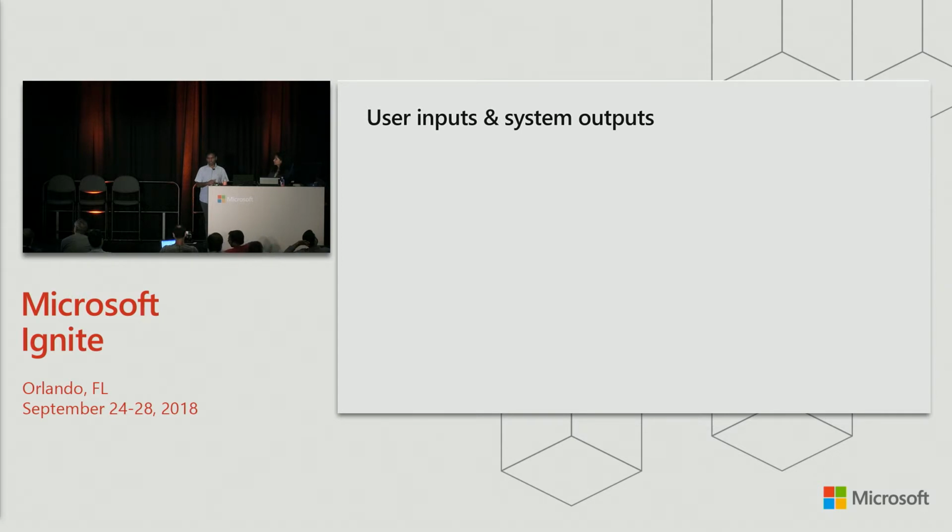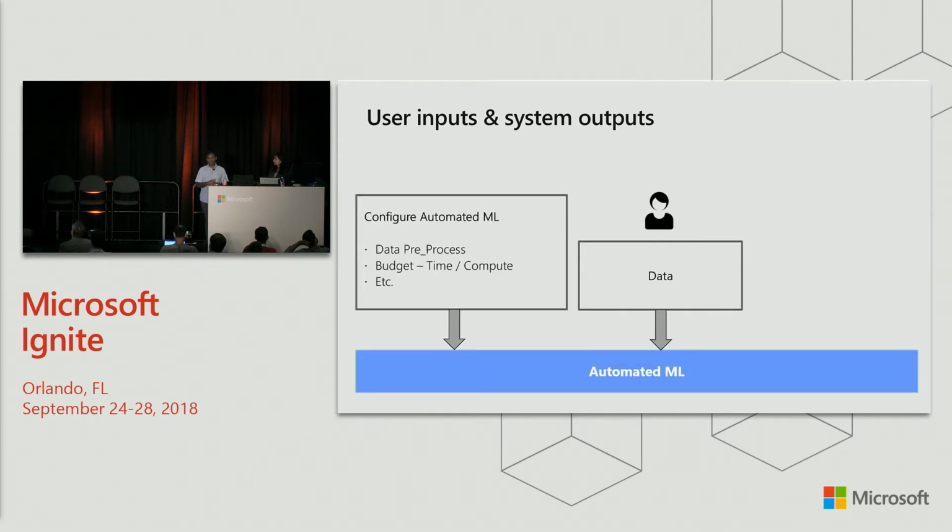How does automated machine learning work? You start with the data set. You configure automated machine learning with a few parameters. For example, you can ask automated ML to do data pre-processing. Automated ML has capabilities where we can impute missing values if we have missing values in the data. Things like that. The output would be a high-quality machine learning model that you can deploy and use for predictions.